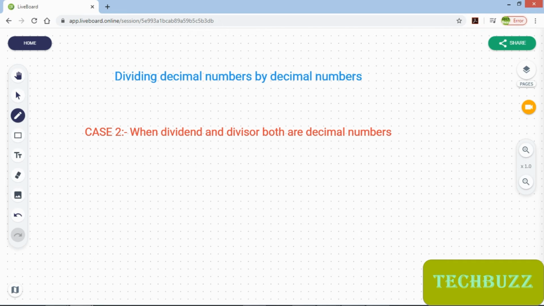Hello everyone. Today in this video we will be discussing case number 2 of the division of decimal numbers. Now what is case number 2? When dividend and divisor both are decimal numbers. We have already discussed case number 1, when the dividend is a decimal number but the divisor is not a decimal number. If you want to watch that video also, find the link in our description.